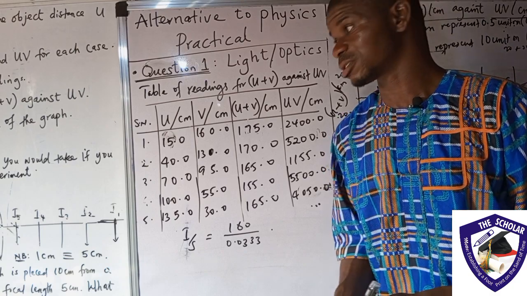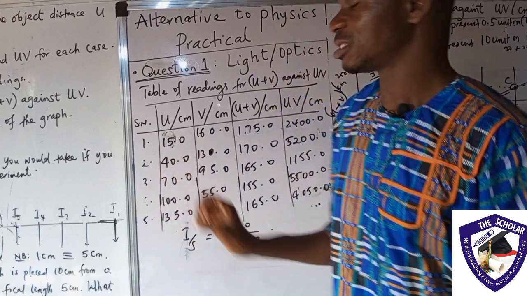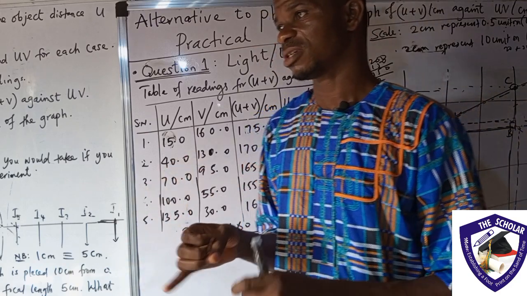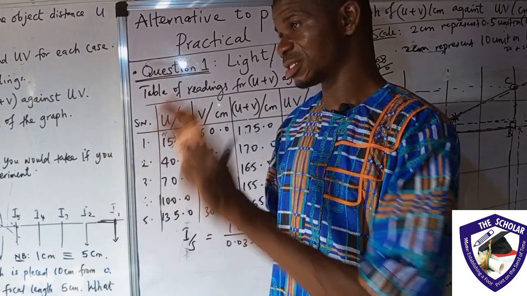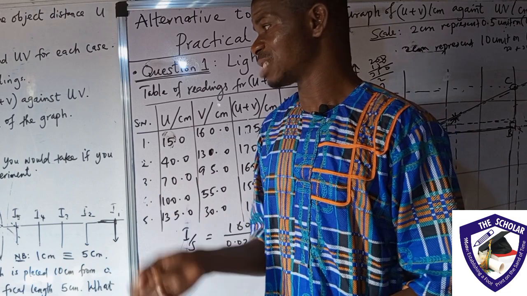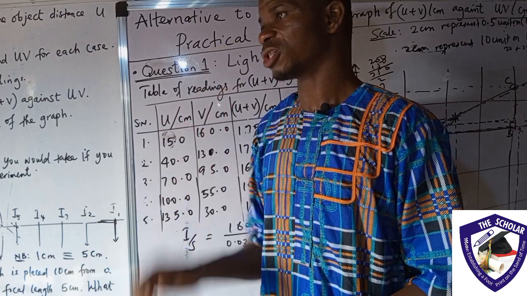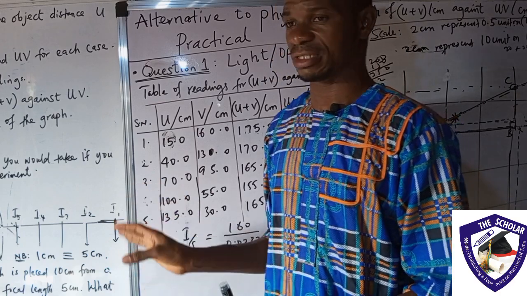The first thing is that this experiment is on light or optics. So the first thing is that there must be presence of what? Availability of what? Light, ray of light, so that you can easily see the image clearly. Then the second is that what? The object must be erect and must be placed in front of the screen.